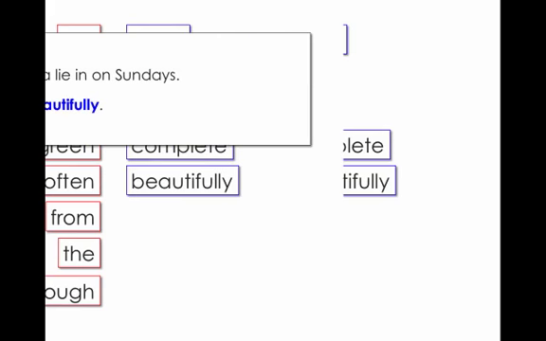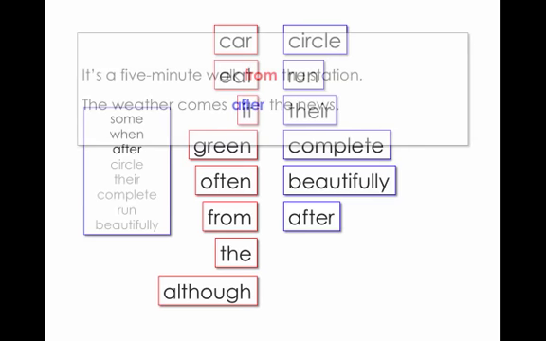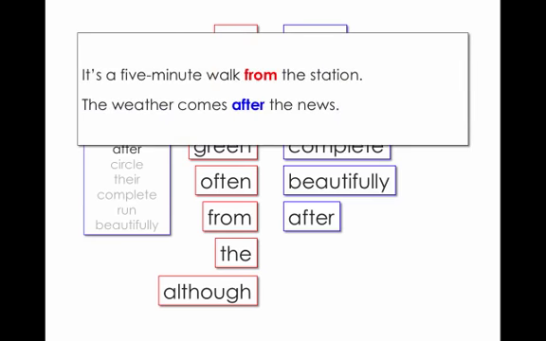Okay, let's move on. The word that goes with from is after. And here are my examples. It's a 5-minute walk from the station. The weather comes after the news. The grammar book says that words belonging to this class link two parts of a sentence. That's around page 31 of the book. Elsewhere it says that words like this describe a relation, and I prefer that way of thinking about them. So I'll explain my sentences in those terms.